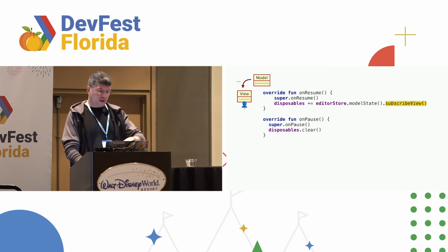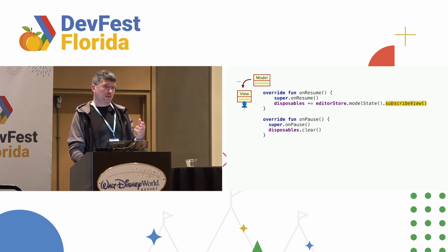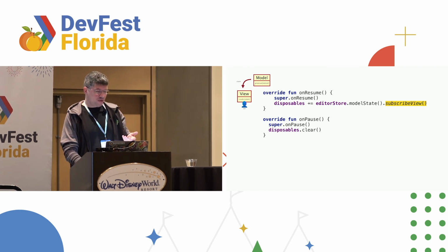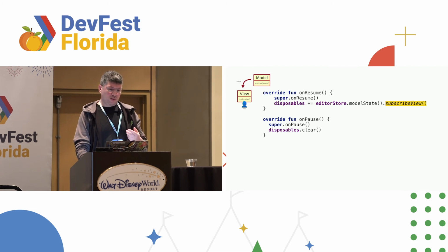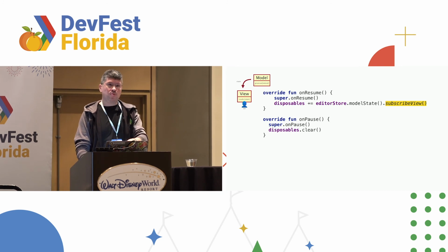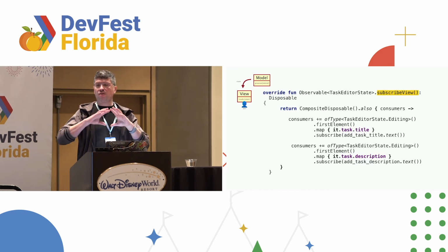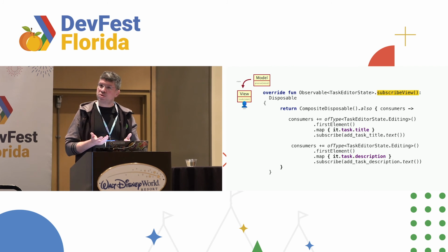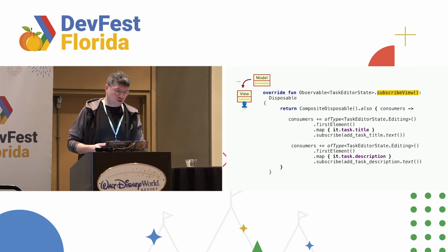So the other half of all of this is that we've just seen how to subscribe the model to the view, basically, to get the intents. And now what we're looking at is how to subscribe the view to the model. So the editor store, which is where our model is stored, has this model state observable that we subscribe to. Now the subscribe view is just a utility function to regroup all the view subscriptions in one place. That's just basically housekeeping. You could be doing all of these things in your on resume and on pause blocks, but it gets messy. So that's just a good convention I recommend people use.